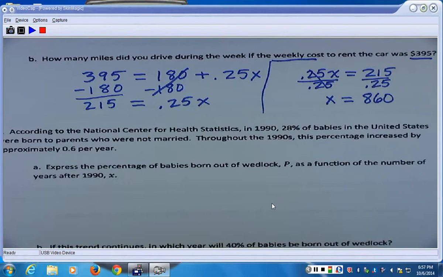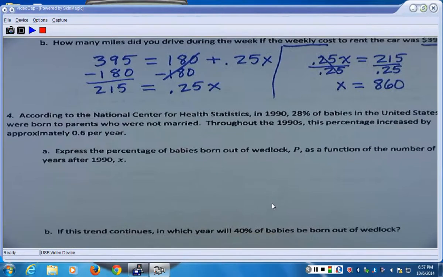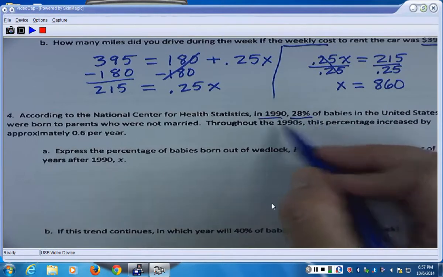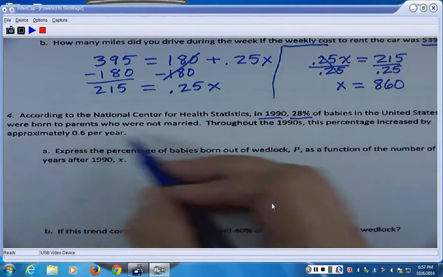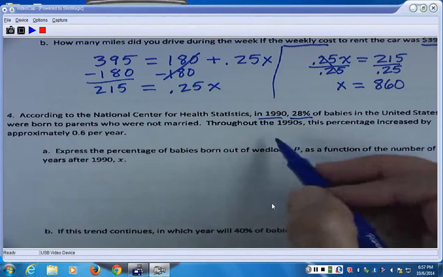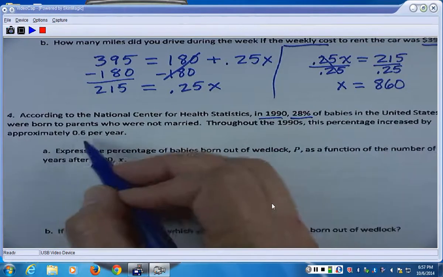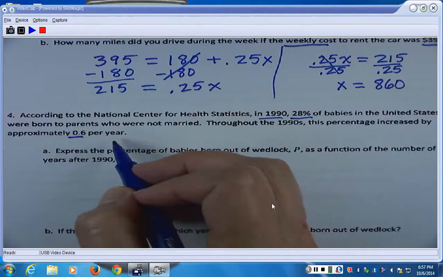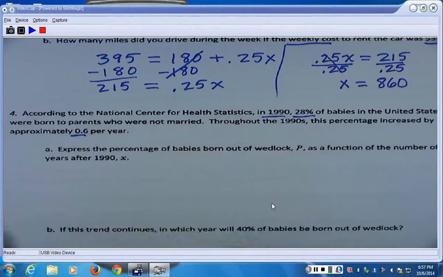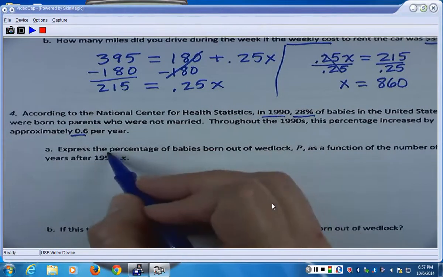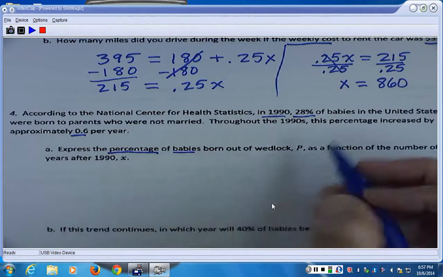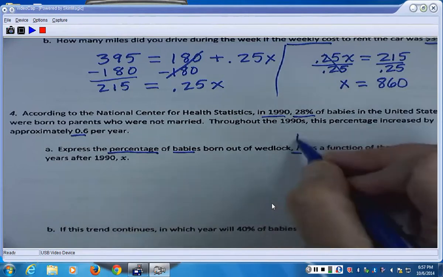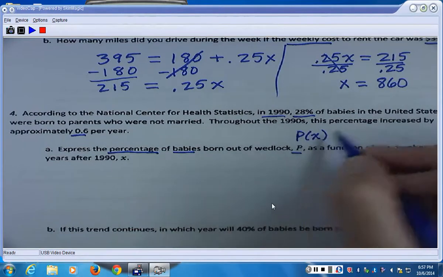Anyway, so that's how you work that problem. Another one, let's see. Here's some statistics. In 1990, 28% of babies in the United States were born to parents who were not married. Throughout the 1990s, this percentage increased by approximately 0.6 per year. 0.6%. We're expressing the percentage of babies born out of wedlock, P. So that's going to be P of X. And that's already in percent.